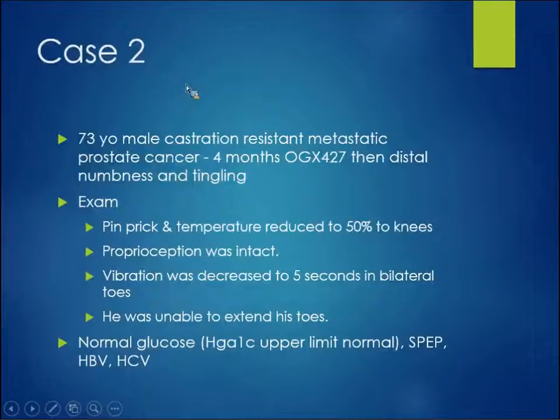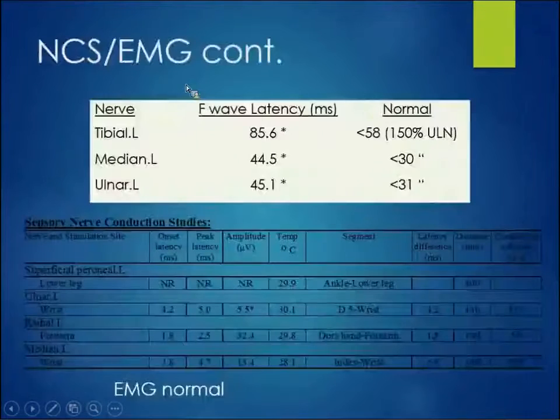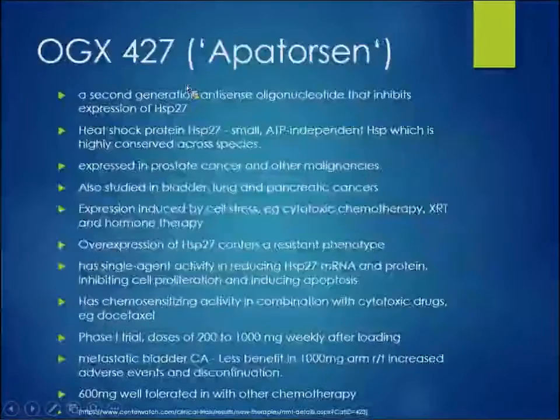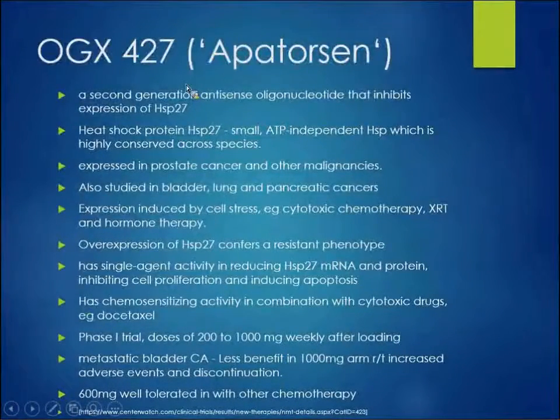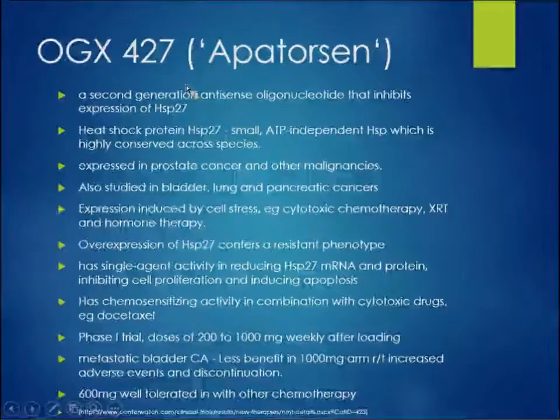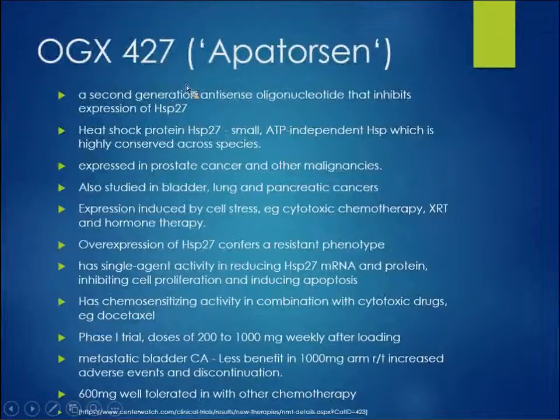I apologize for my lack of repeating questions, but what was raised is that this particular treatment is OGX 427, and in other trials it's been called apatorsen. It's a second generation antisense oligonucleotide, and it inhibits expression of the heat shock protein 27, which is a small ATP dependent HSP, which is highly conserved across species. It's seen in prostate cancer and other malignancies, bladder, lung, pancreatic cancers. And cell stress, cytotoxic chemotherapy is also shown to increase the expression of this heat shock protein. And it seems to be the overexpression of this heat shock protein is associated with a resistant phenotype.